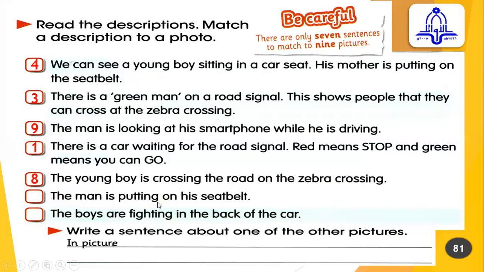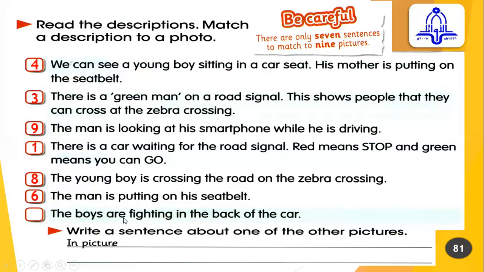The man is putting on his seat belt. The man, الرجل, is putting on, يضع, putting on, يضع على نفسه, his seat belt, حزام, seat belt, حزام المقعد, seat belt. إذن هذه, this refers to picture 6. هذه تشير إلى الصورة رقم 6.